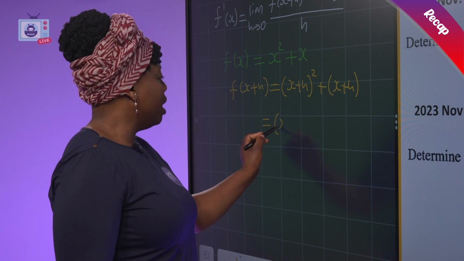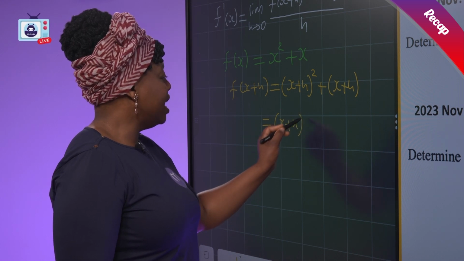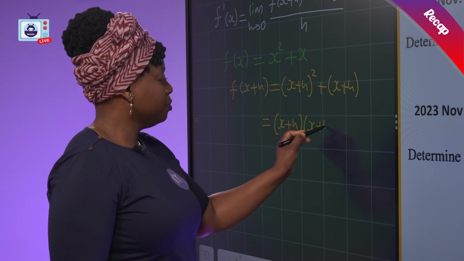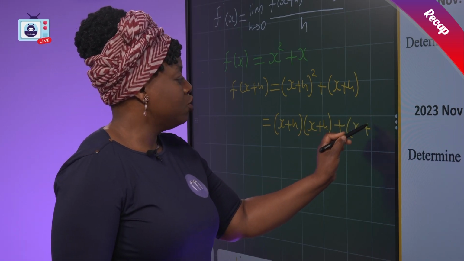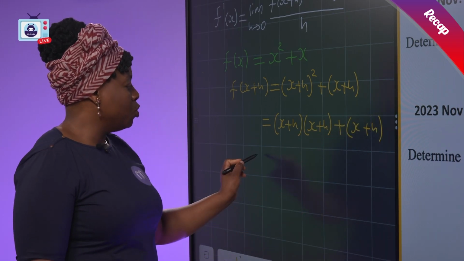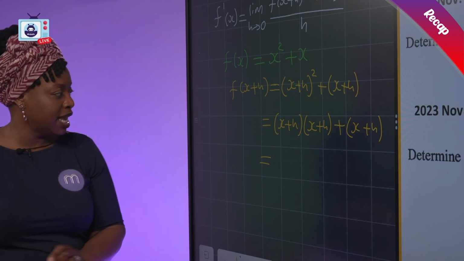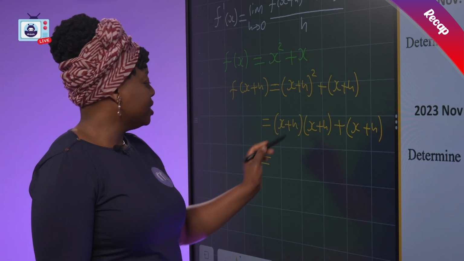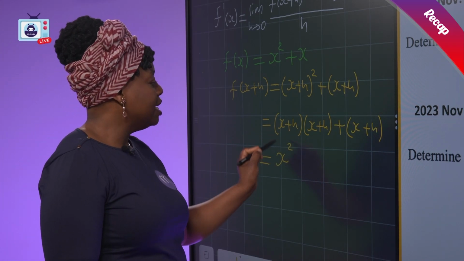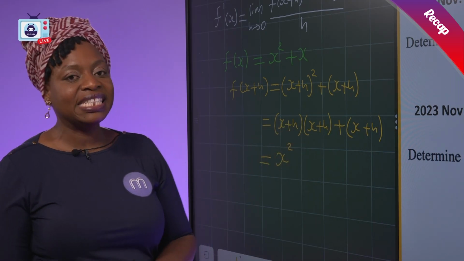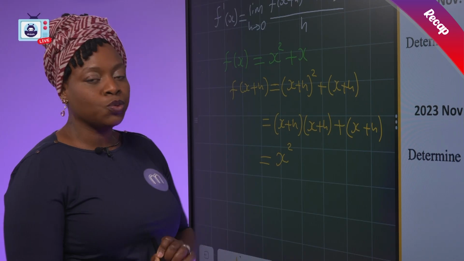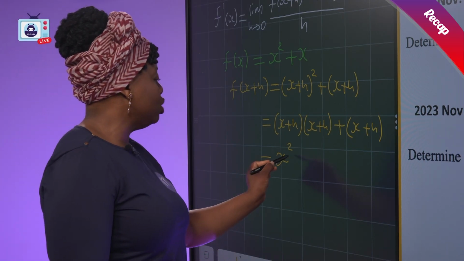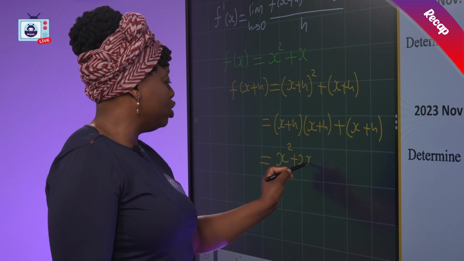So here we have x plus h and another x plus h. But remember, there's a plus x plus h. For now, let's leave it like that and we'll remove it together when we remove the bracket. Okay, let's multiply through. x times x will give us x squared. x times h will give us xh. And another h times x will give us xh, which tends to be 2xh.